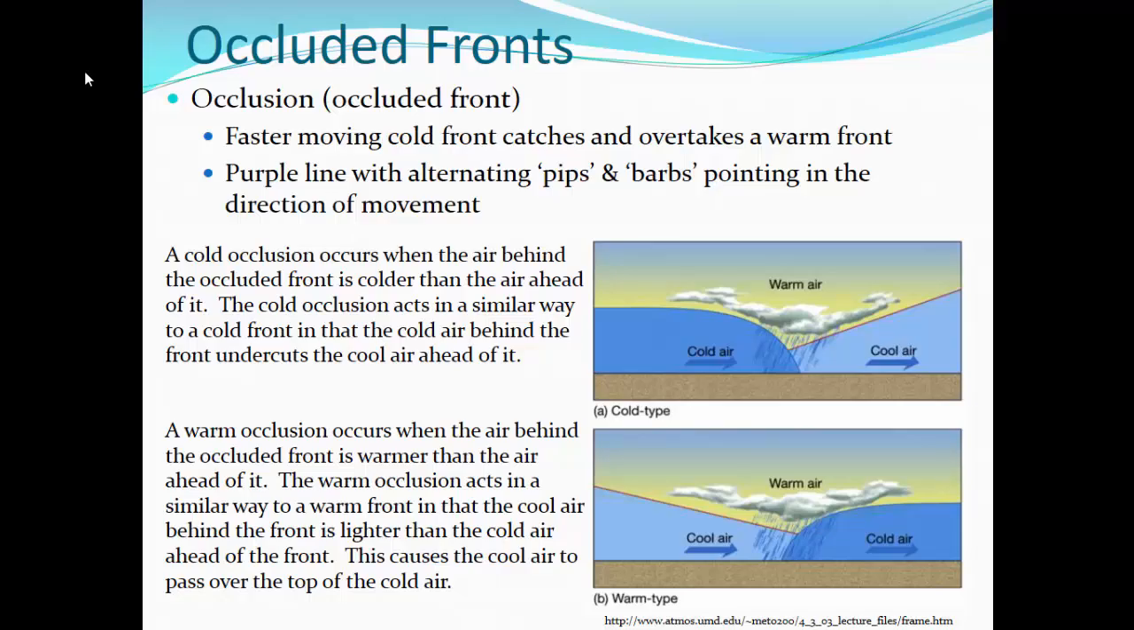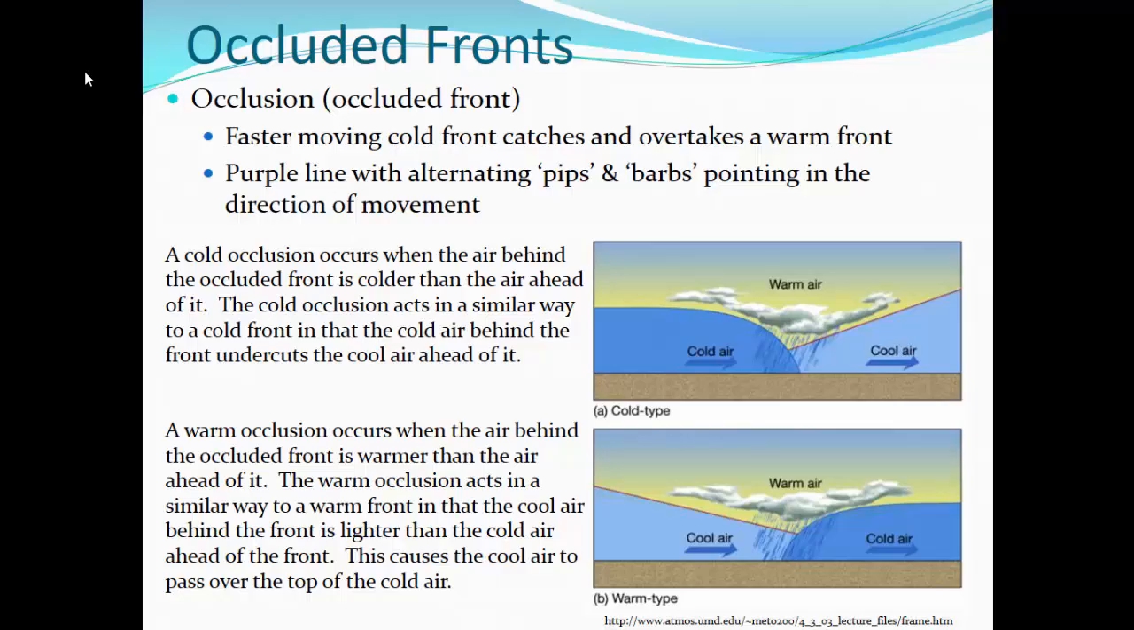And occluded fronts are simply where a faster moving cold front catches up and overtakes a warm front. So it's where colder air catches up because of higher density and overtakes warmer air. And sometimes that warmer air is cool as well, but the bottom line is the colder air is colder. And again, it's a purple line with alternating pips and barbs. And there's generally two separate types of occluded fronts.